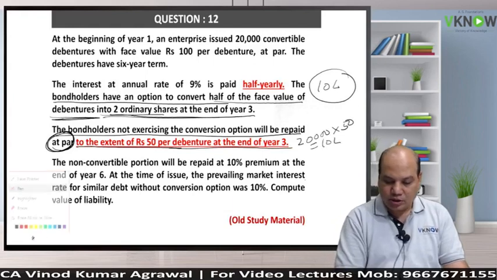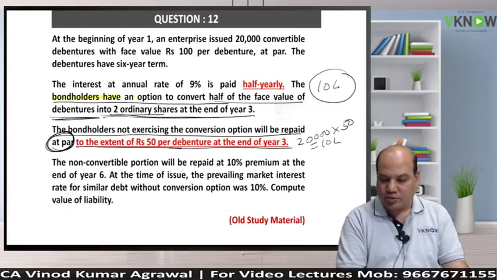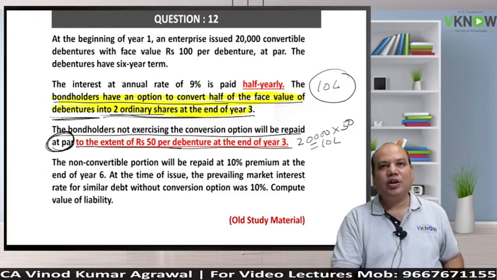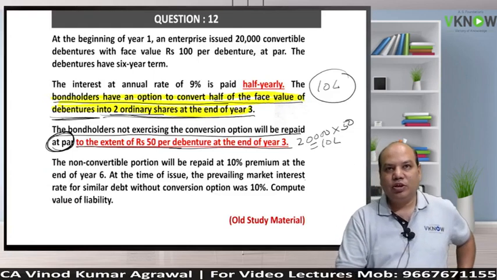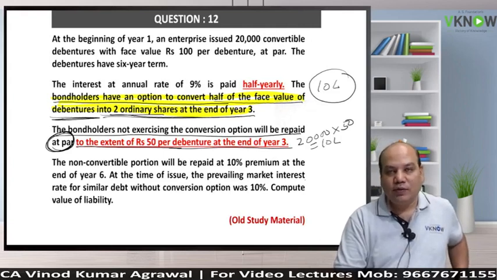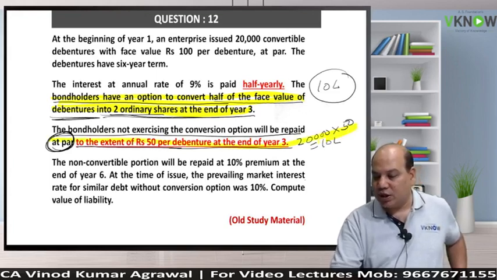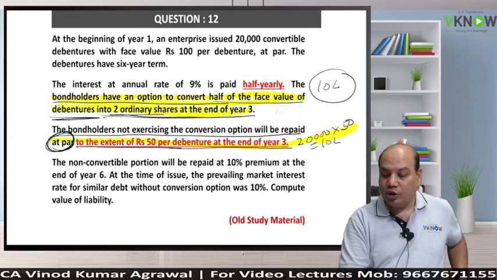Now understand, this is a compound instrument because there is a conversion of a bond into a fixed number of shares involved. Fixed number of shares. If they opt for shares, 40,000 shares will have to be issued, 20,000 into 2. If he doesn't opt for shares, he can opt for 10 lakh rupees cash. But if he opts for 10 lakh rupees cash, can I avoid it?